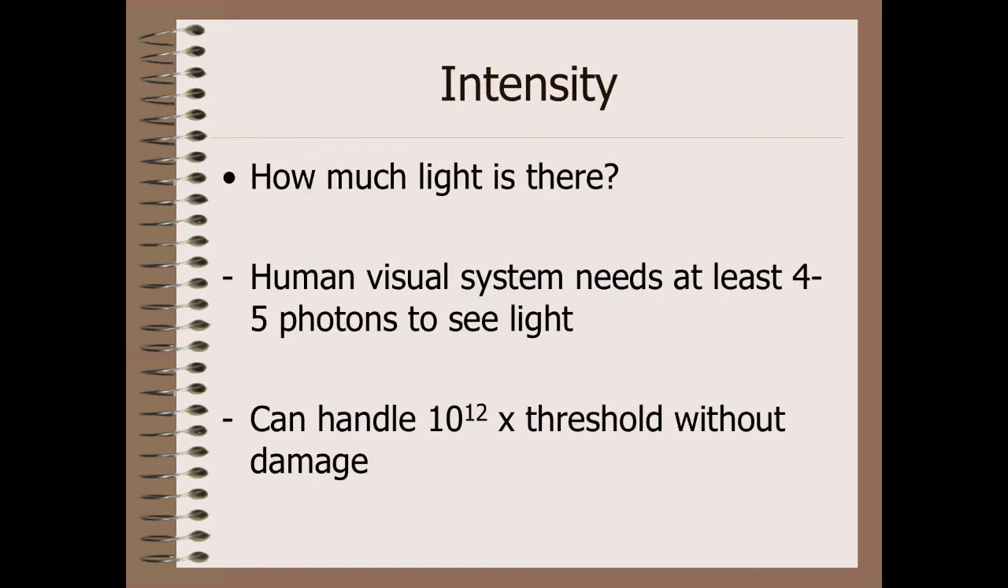The human visual system is extremely sensitive to light. A photon is the smallest possible unit of light energy you can have, and the human visual system can detect light of only about 4 to 5 photons. This is equivalent to standing on a mountaintop and seeing a candle light 30 miles away, which is quite impressive. One type of receptor in our eyes, the cone receptor, will change its rate of activity with just a single photon of light. Our eyes can handle about 10 to the 12th times the threshold of 4 to 5 photons without damage. Beyond that, we would begin to damage our eyes.